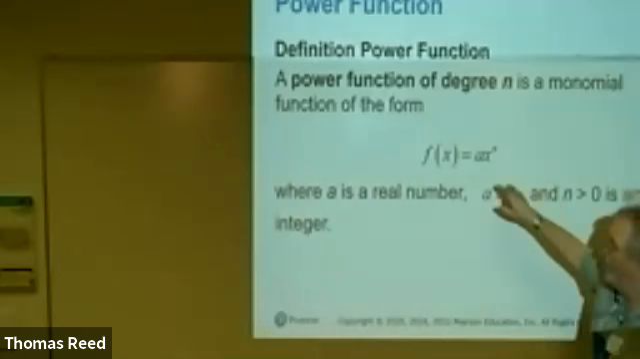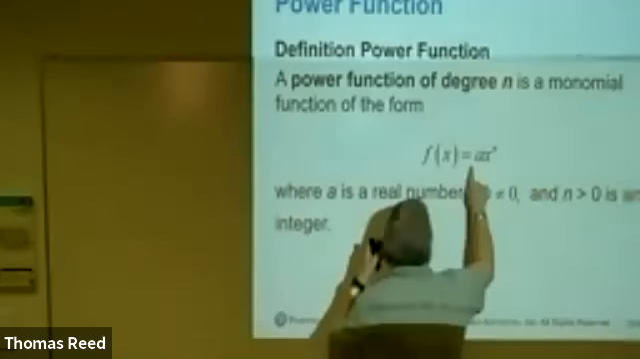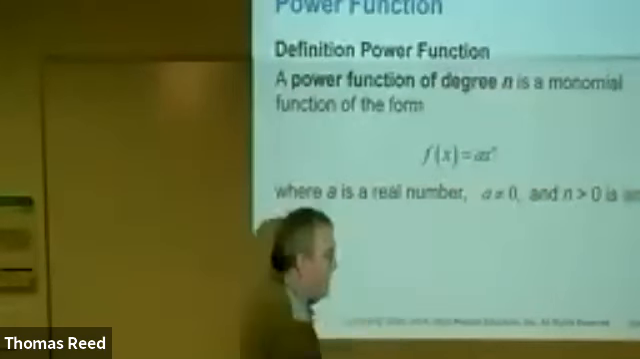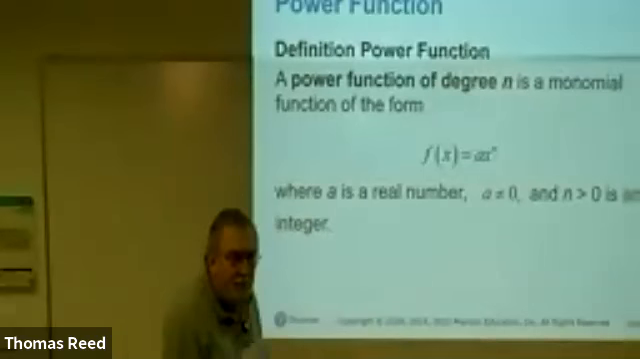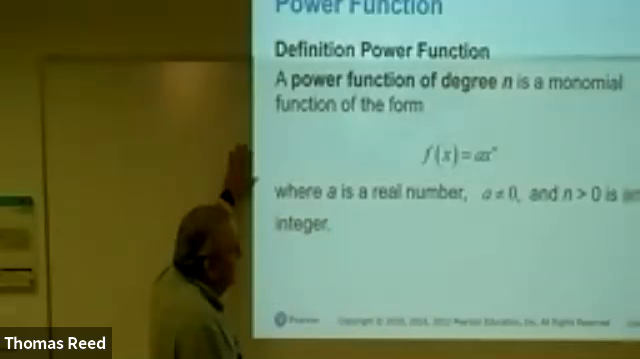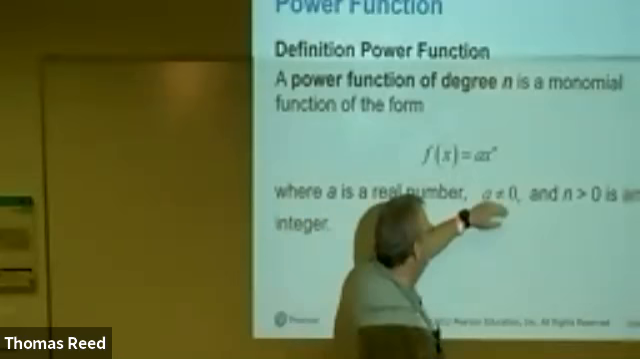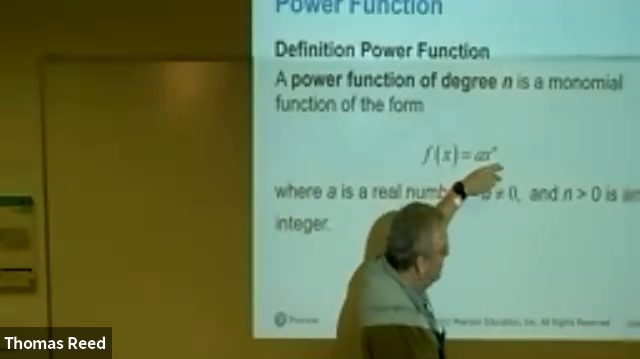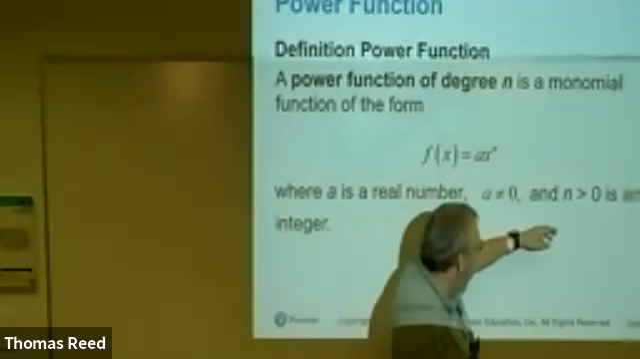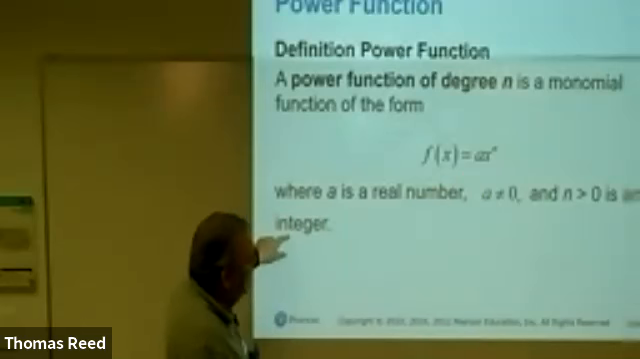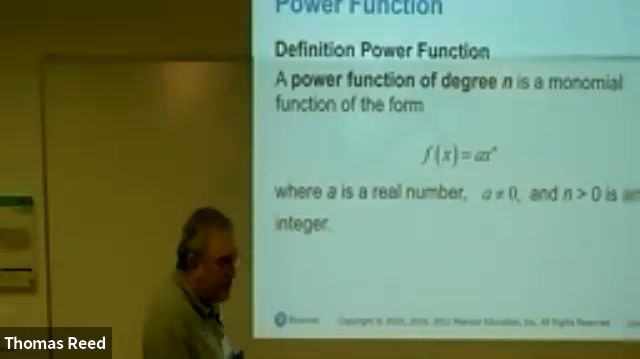This is what we call a power function. And a lot of times when we talk about power function, we say A is 1. But that's when we start talking about the parent function of other functions. So A is not 0. We always have that stipulation because if A is 0, then you don't have a power function, you have a 0 function. And n is greater than 0 and it's an integer. So n could be 1, 2, 3, 4, 5, 6, the counting numbers.